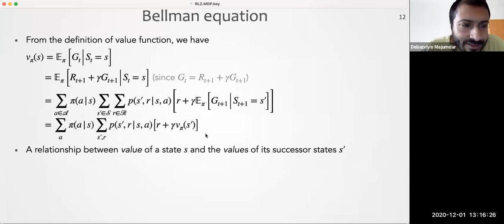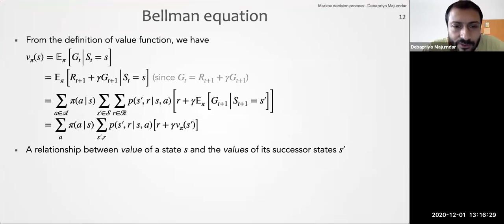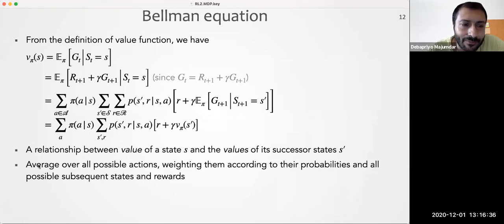And what this gives us is a relationship between the value of a state S and the values of its successor states S prime. What is the relationship? Average over all possible actions, weighting them according to the probability, and all possible subsequent states and rewards, weighting them and then multiplying by the discounting factor or discounting rate, you have the values of all possible subsequent states. All right.